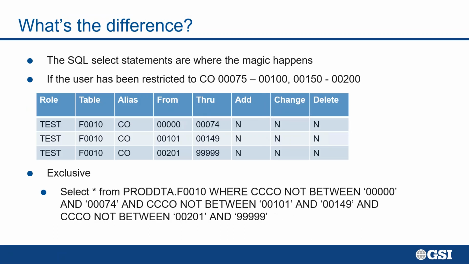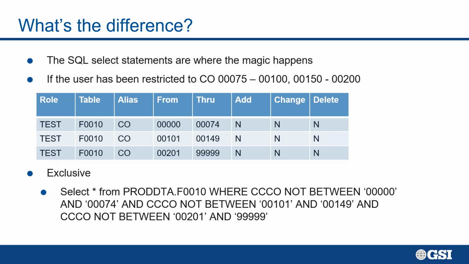All right, the SQL statements are where the magic happens. So we're going to take a look at a couple of different SQL statements, one on exclusive mode, one on inclusive, show you the difference between the two and why one is preferred over the other. So you have a user that is restricted to access to company 75 through company 100. So anything from 75 to 100 you want them to have access to, and then 150 to 200.